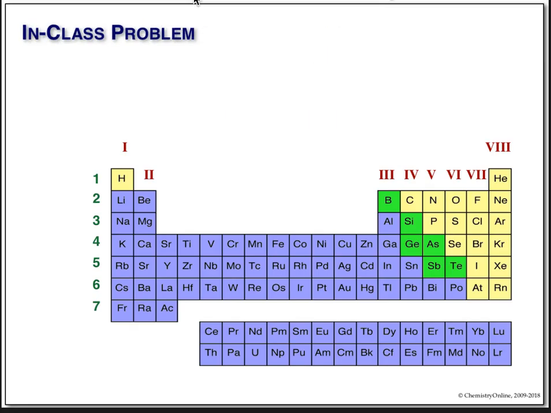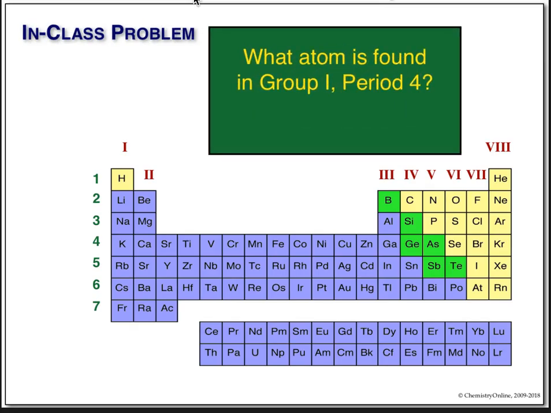Let's just take our periodic table and use it as a grid, just for practice on identifying elements. If I tell you we have something in group 1, period 4, what is it? Well, group 1, so we're starting here. Period 4, we're down here to K. What was K? K is potassium.